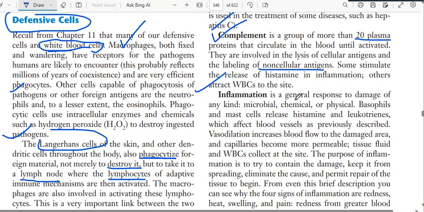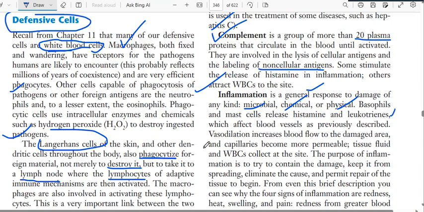Okay. Inflammation is a general response. It is a general response to damage of any kind, microbial, chemical, or physical. So damage from microbes, chemical damage from chemicals, and physical damage. Anything physical, bacteria, or our own cells are damaged.